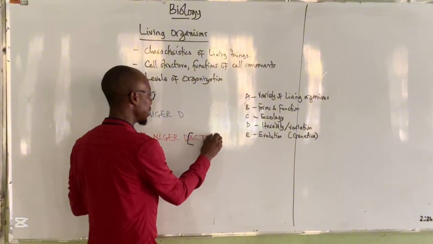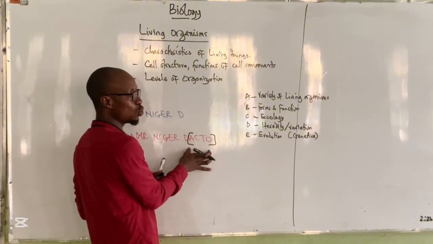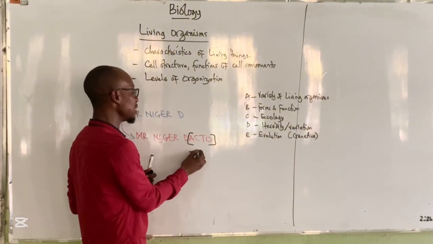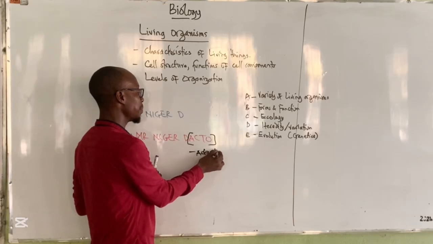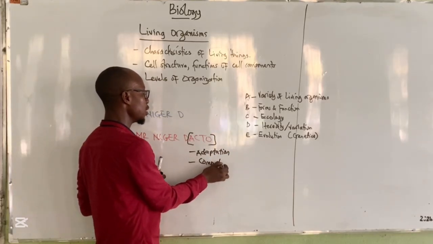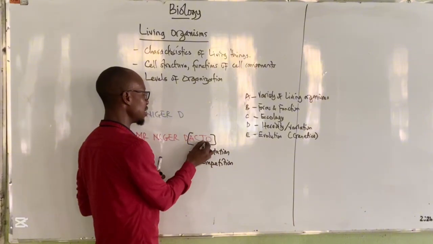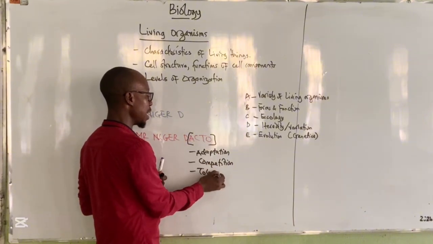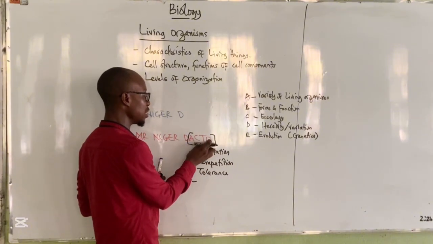Acto, right? That means we really need to act on this to know what it is, right? So what is this A? Adaptation. What is this C? Competition. What is this T? Tolerance. And what is this O?